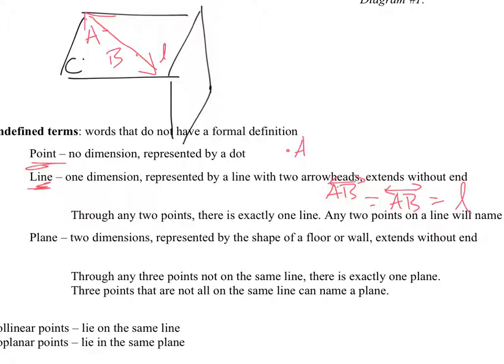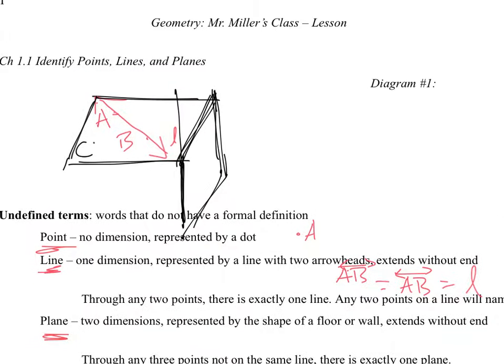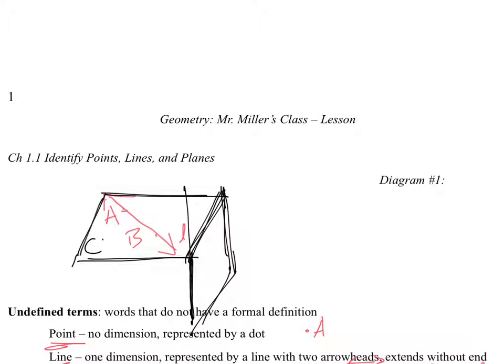We do have another term here that I'd like to define, and that's a plane. A plane is 2 dimensions, represented by the shape of a floor or wall extending without end. So I've drawn 2 planes in here, this first one being the first thing that I drew. That would be a plane, like a tabletop extending all the way across. And then I also drew another plane in here just to give a reference, this one right here, which would be one going vertical and continuing up. I could just keep extending it up, and I would have the same type of plane.